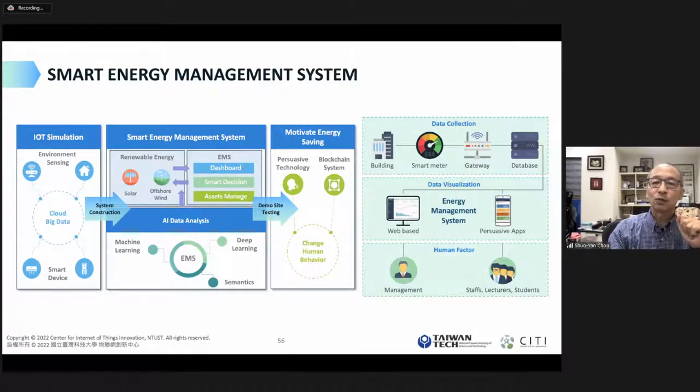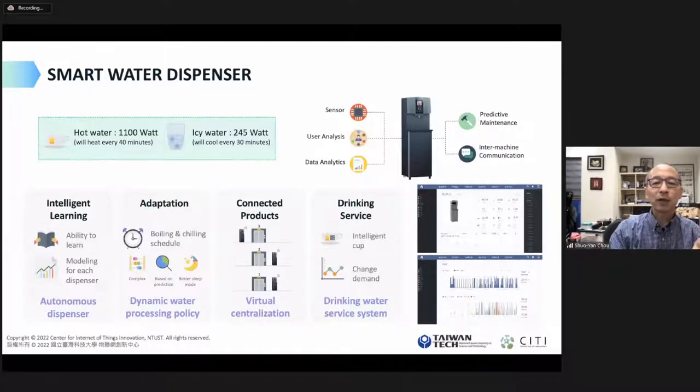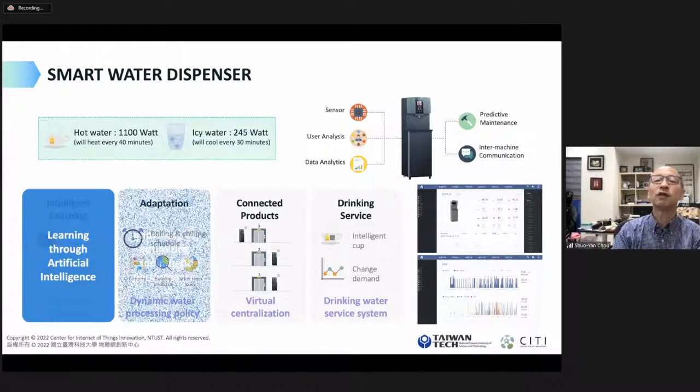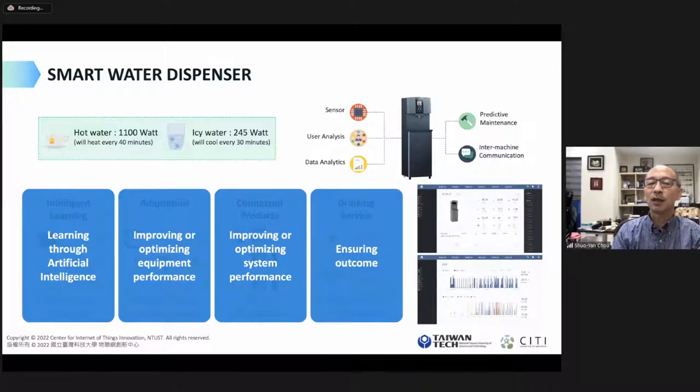There are a lot of things that you can do. And this is a project that we have, and we also had a paper on this, which is very interesting. I think Indy maybe later can also explain this to you. It's a water dispenser. We turned it into a water service system. The water dispenser can learn how it is being used and reduce energy consumption, and can provide information to the user to remind and help the user manage their water drinking behavior. And the water dispensers can communicate and pull together to provide services.